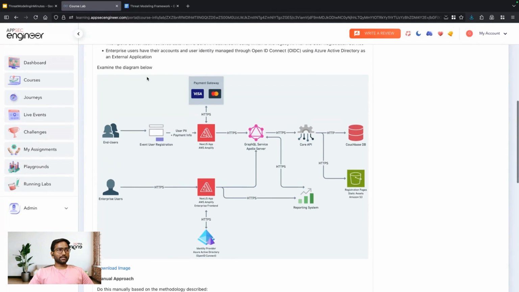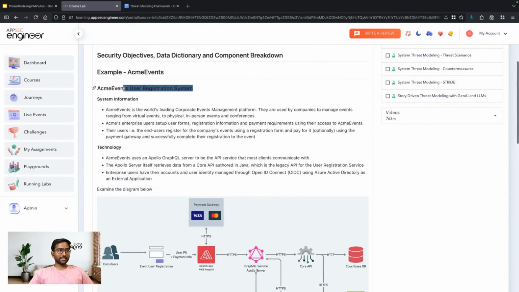You will see that one major thing here is that the threat modeling process is going to be limited only to the user registration system. The reason I'm bringing this up is that defining the scope of a threat model often becomes the most challenging part, because if your scope is not defined at the get-go, and trust me, it never is, you will end up pulling more and more people into the process, and it will never get over.